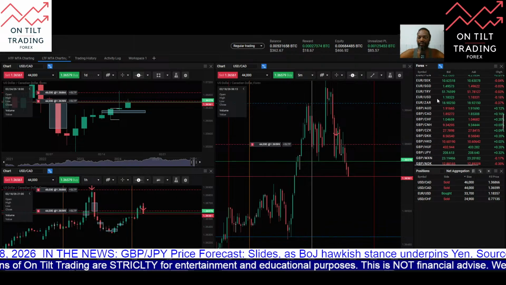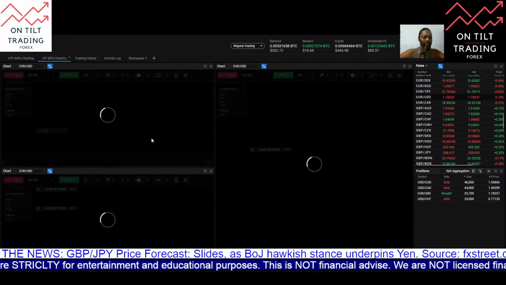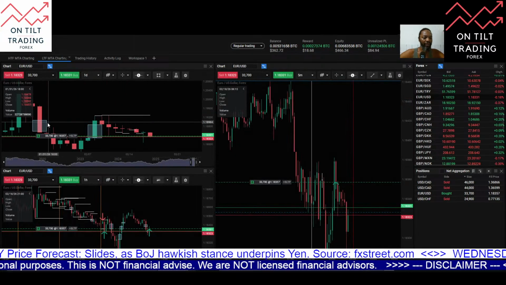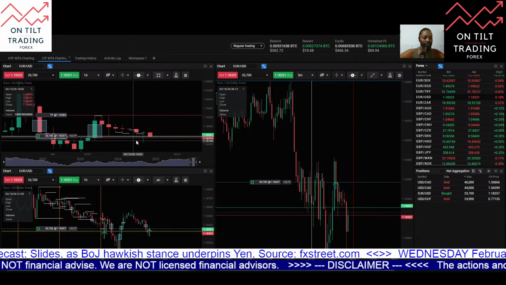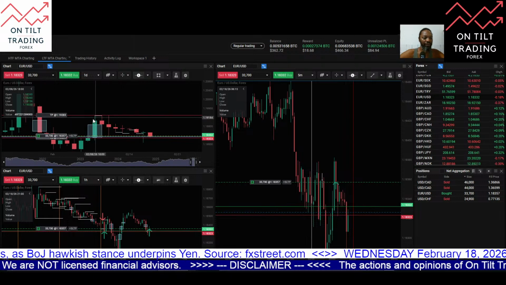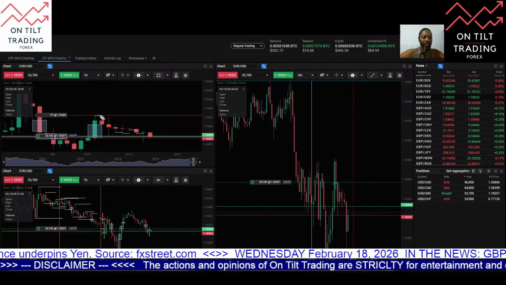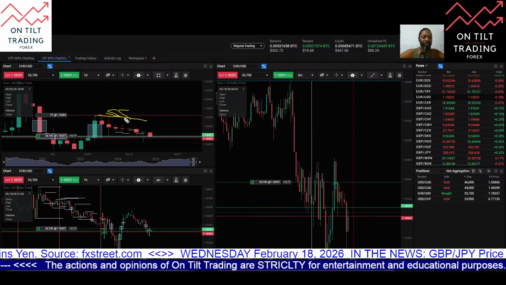And then back over to euro dollar. I mentioned my take profit, but I didn't show it. So my take profit here, 1.19283, which is the liquidity area here that I'm targeting here.